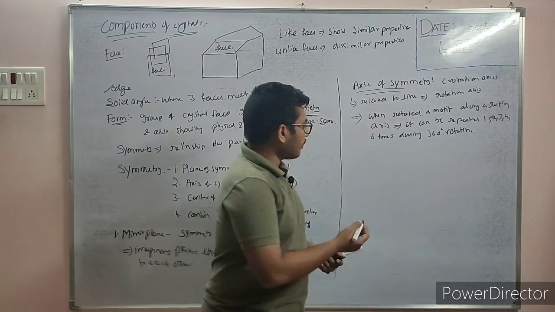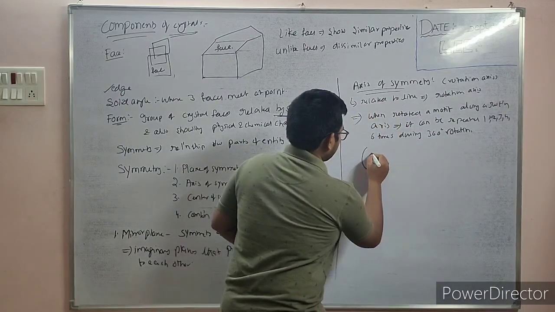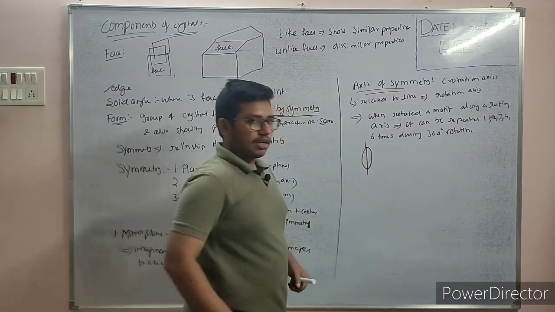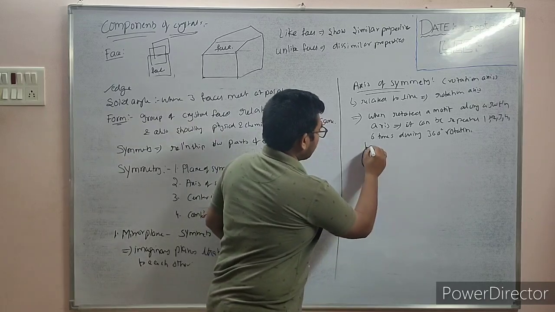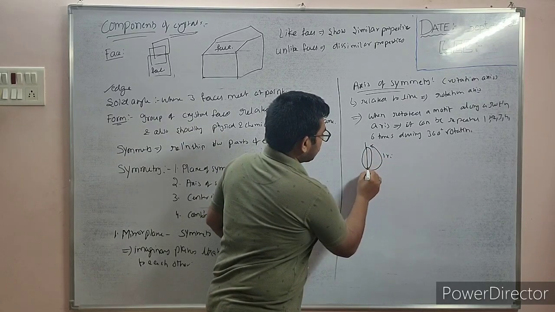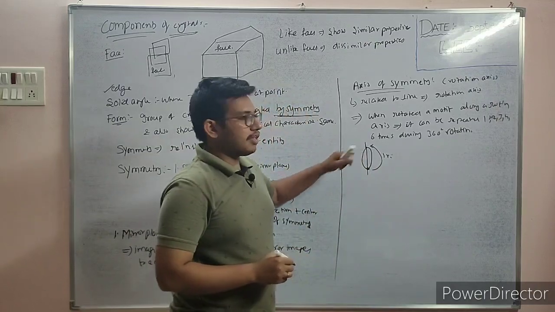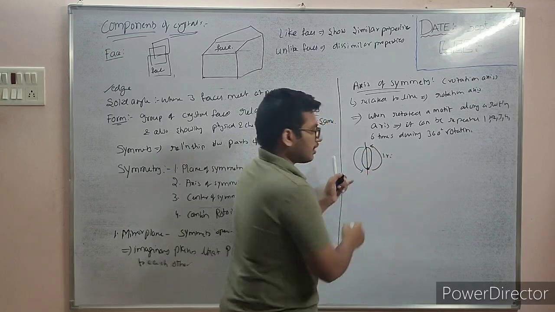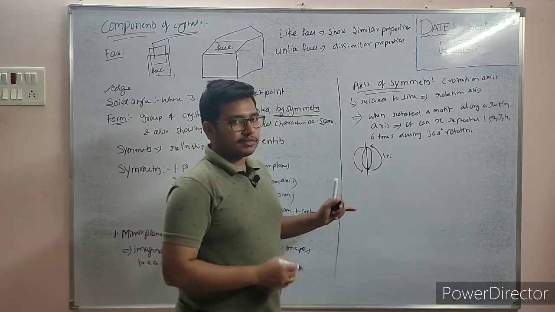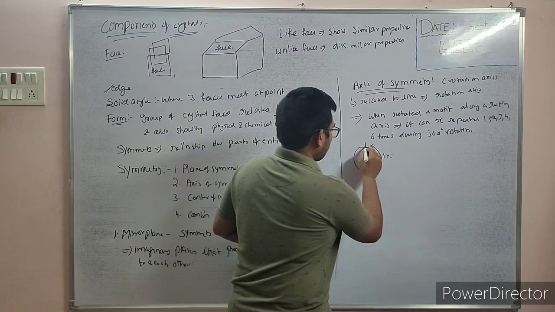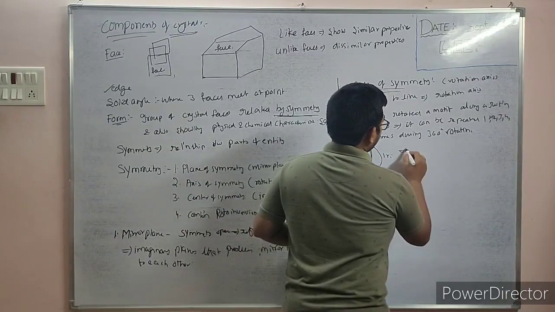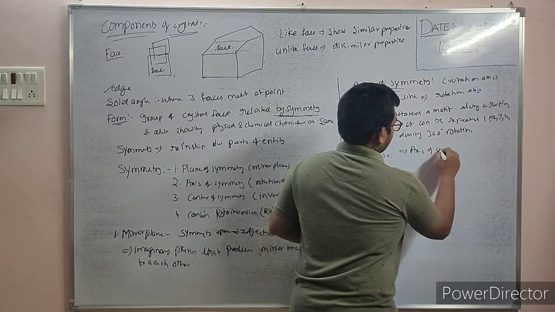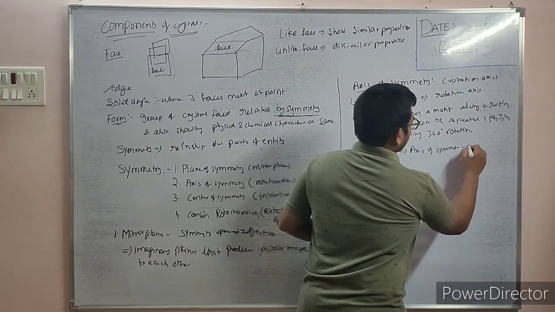Suppose you take a lens shape, and this is the rotation axis. After rotating 180 degrees, you will see the same motif here, or you can see the same face here. So when you do the complete 360 degrees of rotation, how many times is this face repeated? Two times. First this and again this. So you can write the axis of symmetry like 360 upon theta.